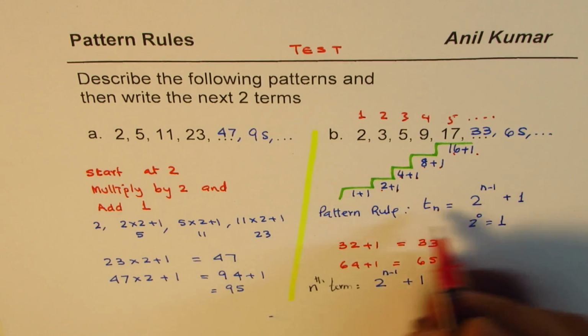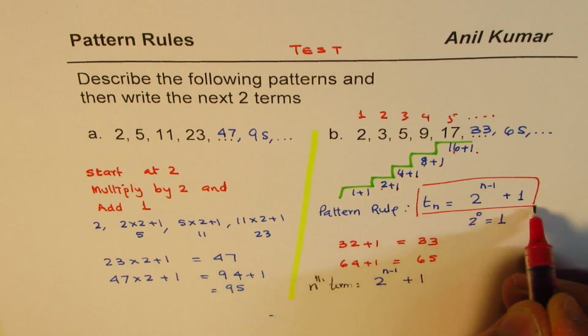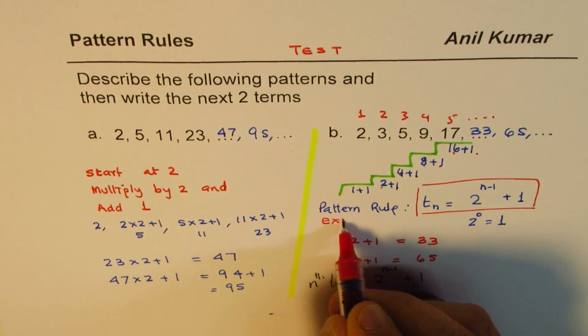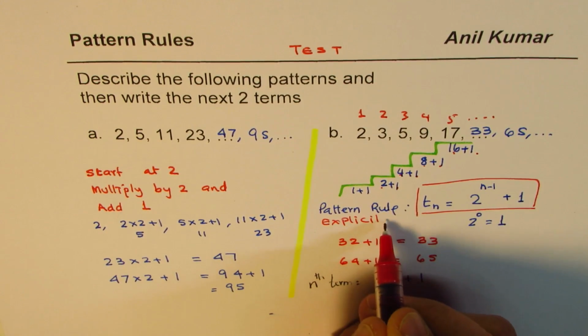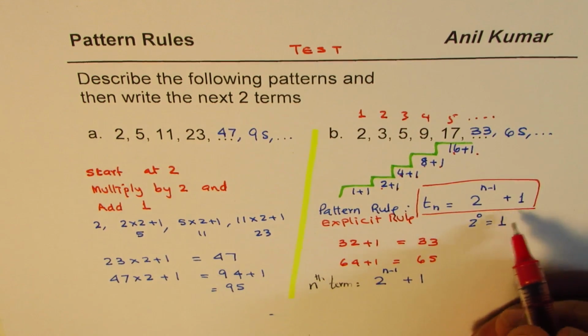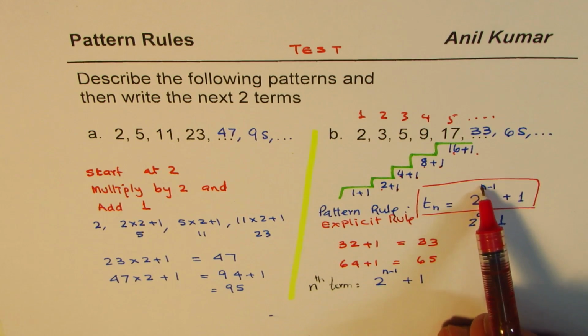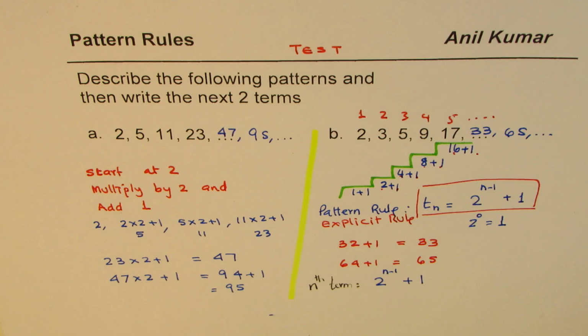So this rule, which I have given you here, will be referred to as explicit rule. Right? Because directly we can get, let's say 10th term. 10th term will be 2 to the power of 9 plus 1. You get an idea, right? 11th term will be 2 to the power of 10 plus 1. So that is how you could get these terms quickly.